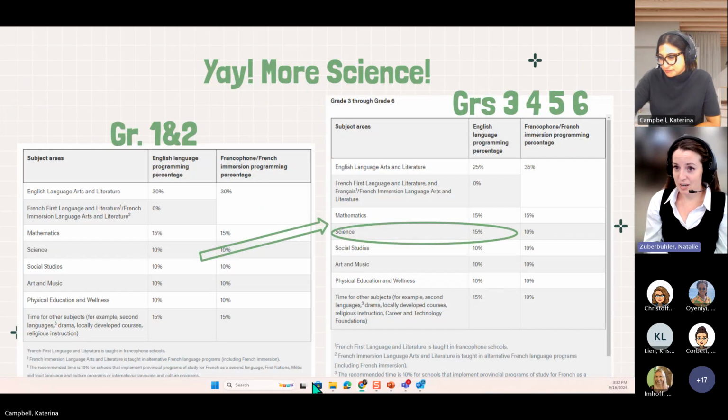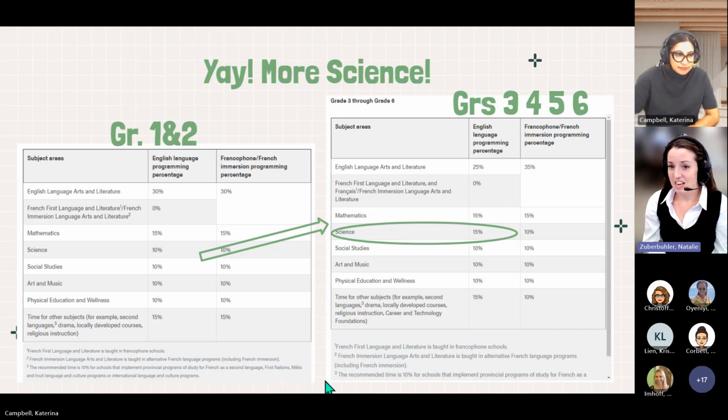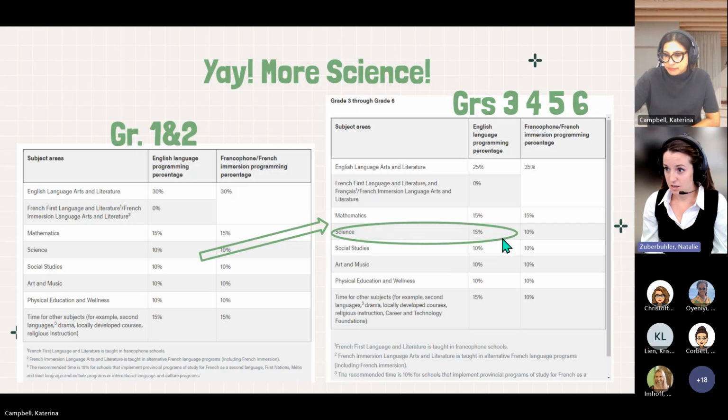So, first misconception we're going to go over is, yay, more science. In grade 1 and 2, we can see that science should constitute 10% of your instructional teaching time. Then in grades 3, 4, 5, and 6, we can see that science instruction moves up to 15%. Which is awesome because in grades 3, 4, 5, and 6, we do have more content to explore and engage our students with. So we love noticing that shift and being aware of that change.